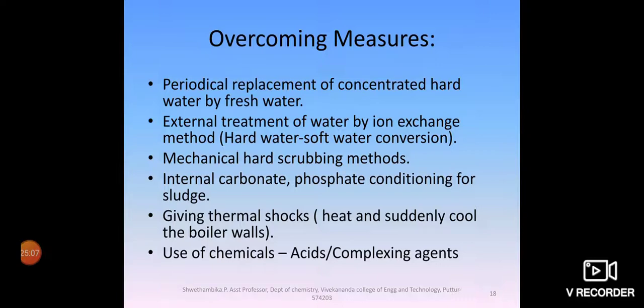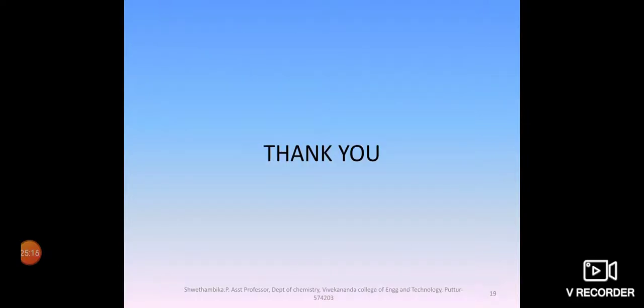So the next discussion is about the second boiler problem, that is priming and foaming. We will be discussing that in the next session.